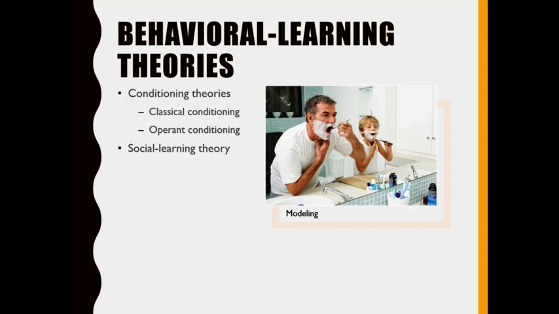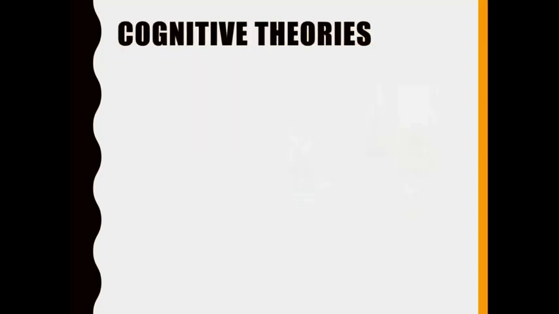So social learning theory takes into account a little bit of our own cognition, right? Where we're saying, I want to be like that person. Whereas the conditioning theories are saying we're just reacting to the inputs that we've received from the environment. It doesn't assume that we're thinking anything.